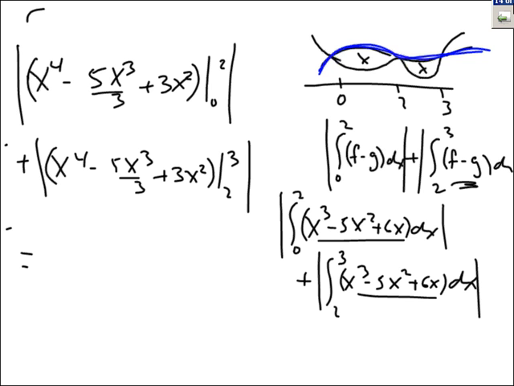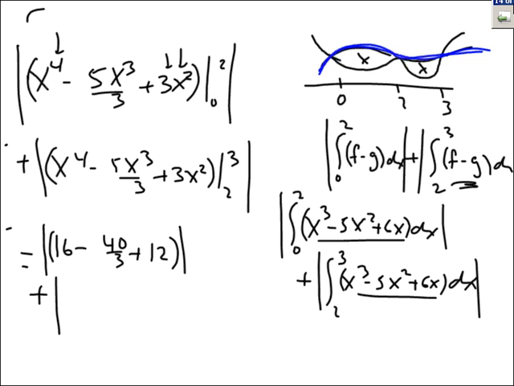When I plug in 2 in here, I get 16 minus 8 times 5 is 40/3, plus 2 squared is 4 times 3 is 12. Minus, when I plug in 0, I get 0. That's the first result.